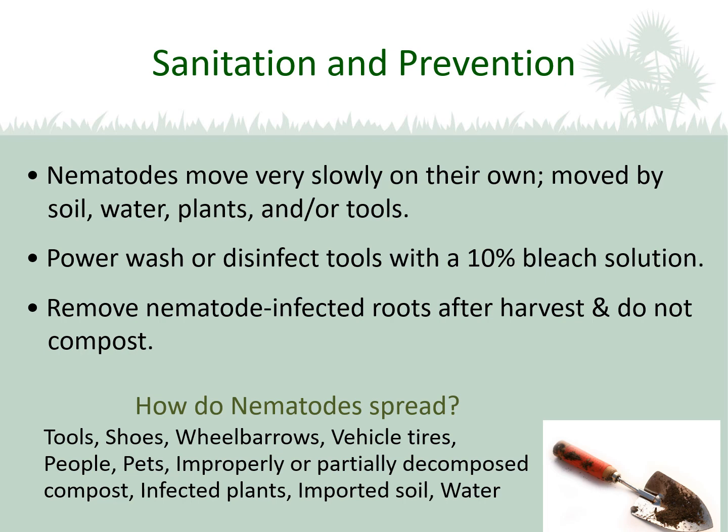So let's consider sanitation and prevention. Nematodes move very slowly on their own. They're moved about by soil, by water, by plants and or tools. So power wash or disinfect your tools with a bleach solution. Remove nematode-infected roots after harvest and do not compost them. Nematodes spread on tools, shoes, wheelbarrows, vehicle tires, people, pets, improperly or partially decomposed compost, infected plants, imported soil, and water. So they get around with a lot of help.